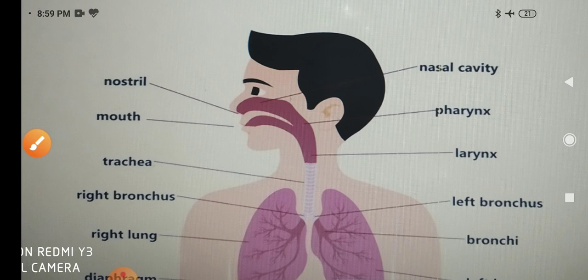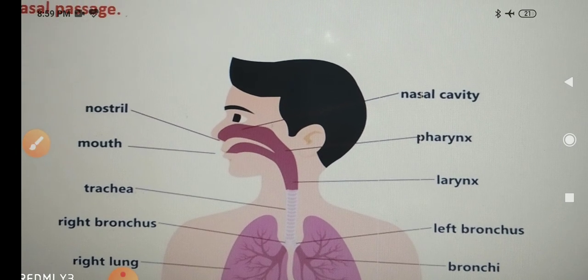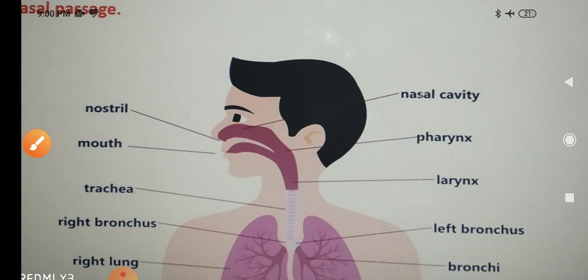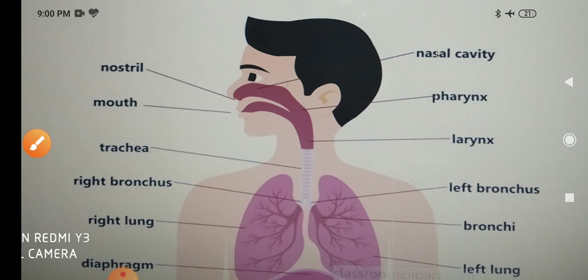Now once revise it: nostril, then nasal passages, then this portion is called the pharynx, and the pharynx continues into the larynx or sound box. Then the trachea starts. This portion is called the trachea. Now see the trachea. In the trachea you can see cartilaginous rings. These are the cartilaginous rings. I will tell you its function later.